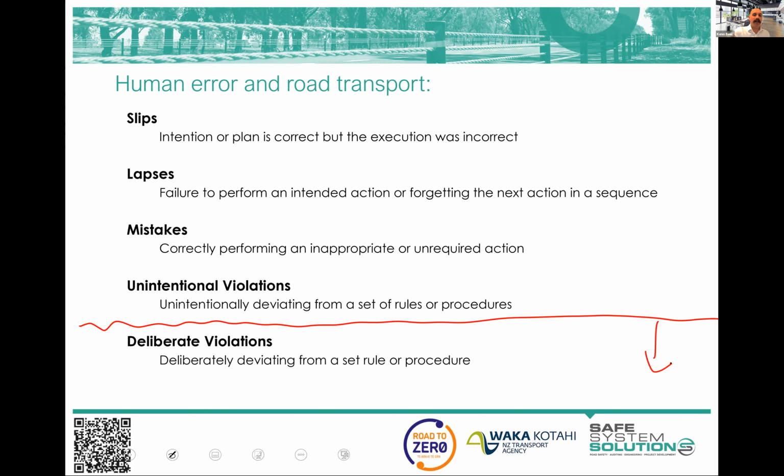People get fixated down here on the deliberate violator. They're deliberately deviating from a set of rules or procedures, and that results in a death or serious injury. What they showed was that somewhere around 30% of death and serious injury on the New Zealand road network is in the deliberate violation. It's actually probably a little bit higher, probably more about 35 for New Zealand.